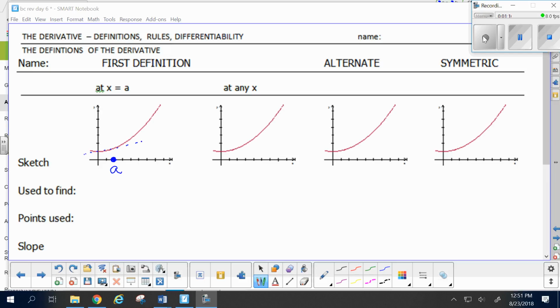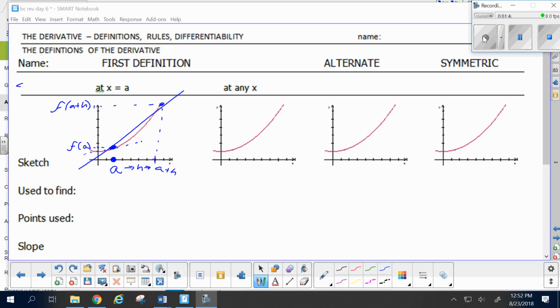So I need another point. Let's call h a little gap, a little delta x, and many books call it delta x, not h. If I start at a and go h over, that puts me at a plus h. Now, in terms of the two y values, at a, I'm looking at f of a and f at a plus h. I want the change between those two.